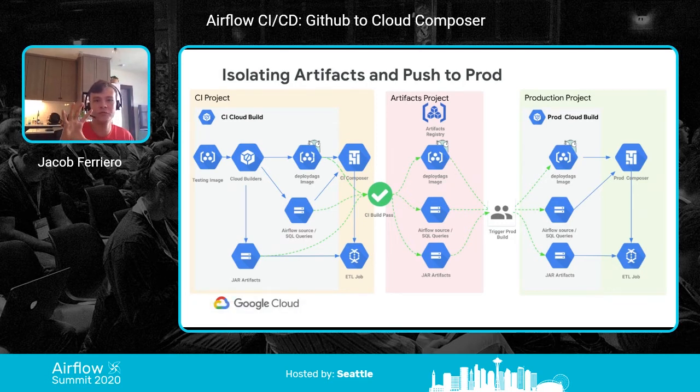And when you're ready to cut a release and push to production, you'd run a very similar prod cloud build file, but instead of running all of these tests, it's just going to pull all of these existing artifacts and again run the same deploydags application, but this time pointed at your production Composer environment.